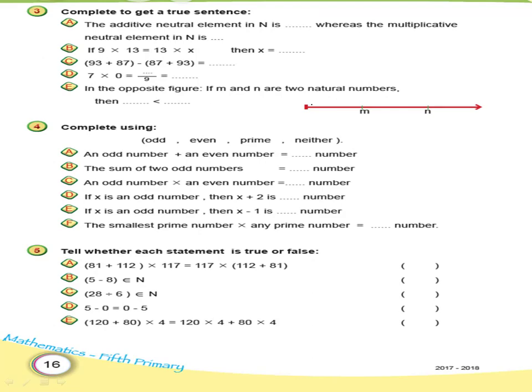Okay, so these are the properties of multiplication, and I want you to solve your school book, and also I want you to solve your homework in the booklet, pages 11 and 12.